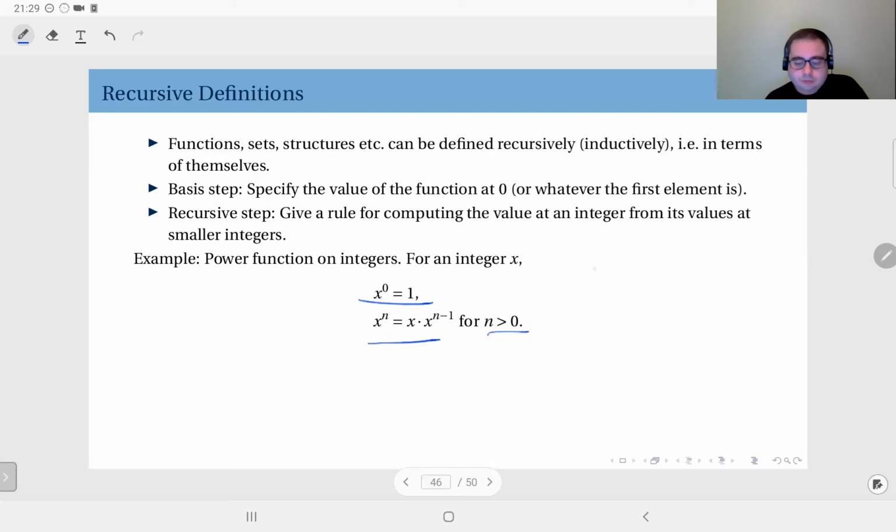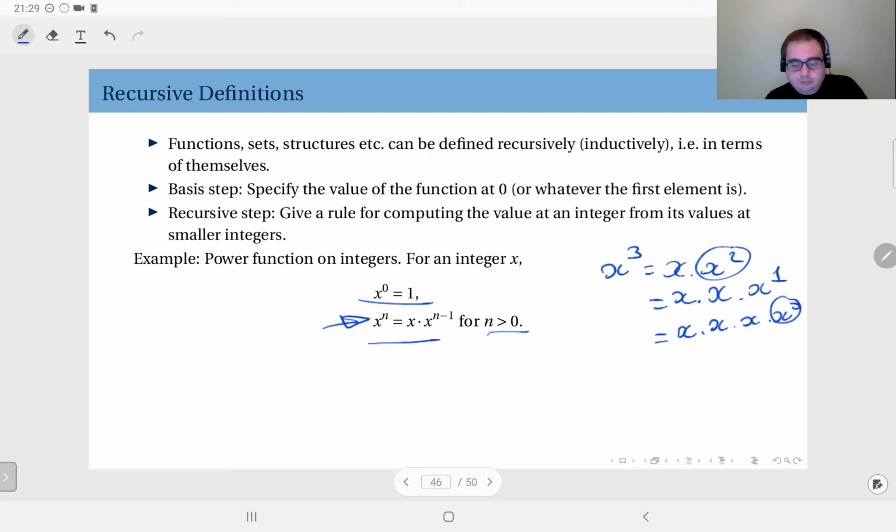Okay, so simply when you have x to the power 3, this is equal to x times x squared by this recursive rule, and this is equal to x times x times x to the power 1, again by the same rule. And x to the power 1 is equal to x times x to the power 0. And this is now the base step, which I know to be equal to 1. So you get x times x times x as expected, obviously.